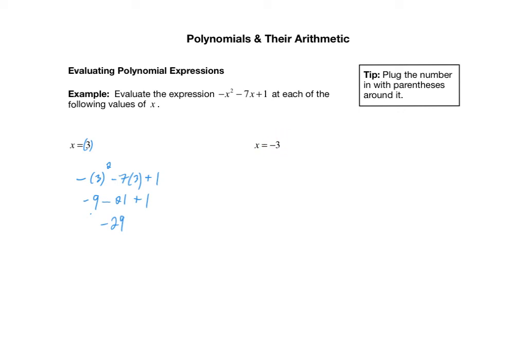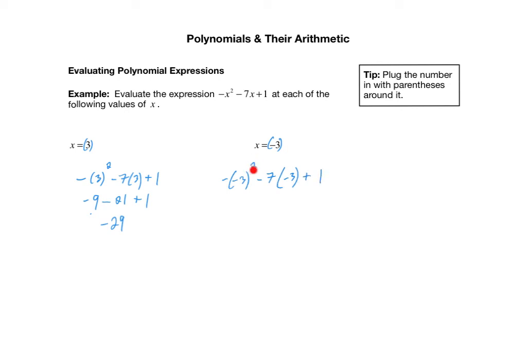So again, I highly suggest you plug in the negative 3 with the parentheses around it. And we've got, of course, this negative sign here. We've got the negative. In place of x is the negative 3. Then we've got the square. Then we've got the minus 7. In place of the x, we're going to put the negative 3 with the parentheses around it. And then we also have the plus 1.